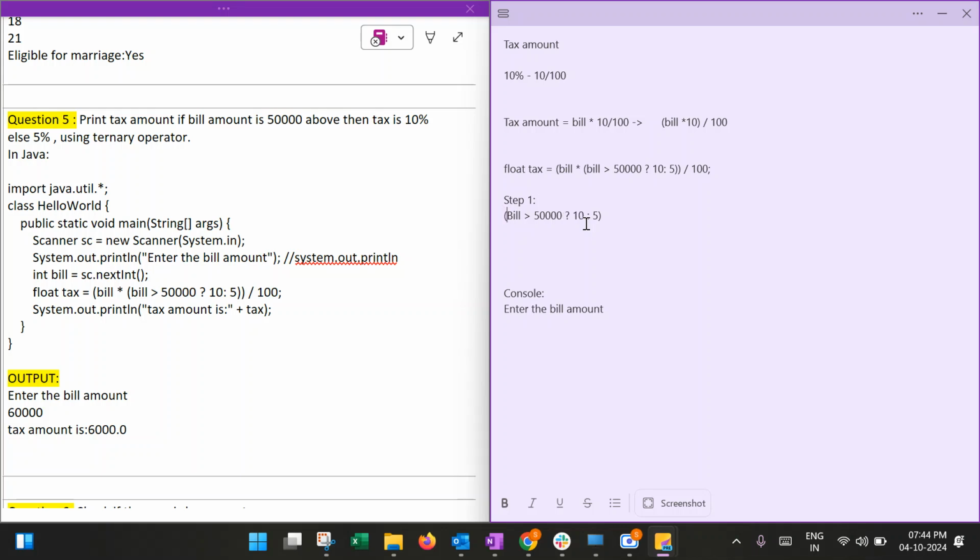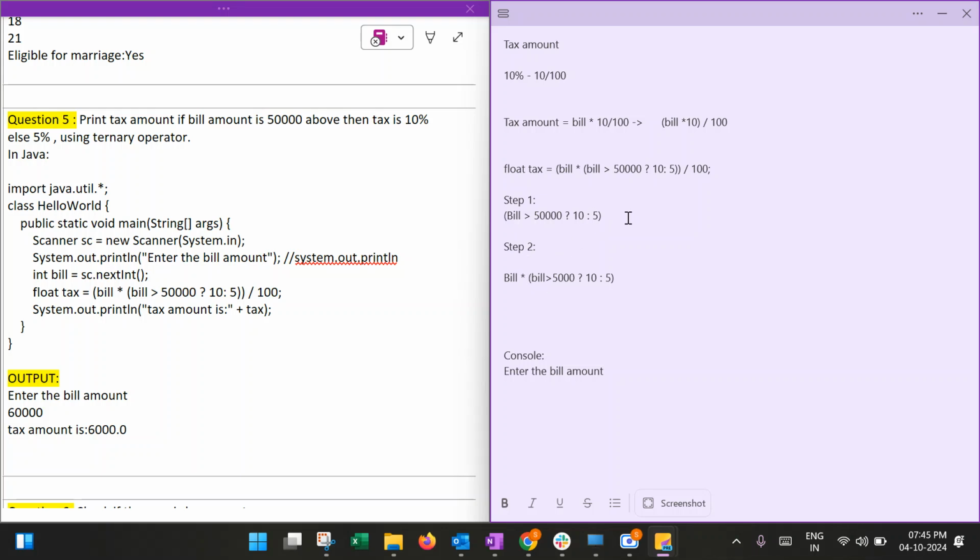As there are other operations also, they are put into one bracket as a whole thing. Okay, this is step one. After that, what is happening? Step two: bill into the bracket, bill greater than 50,000, question mark 10, colon 5. So, this is step two.